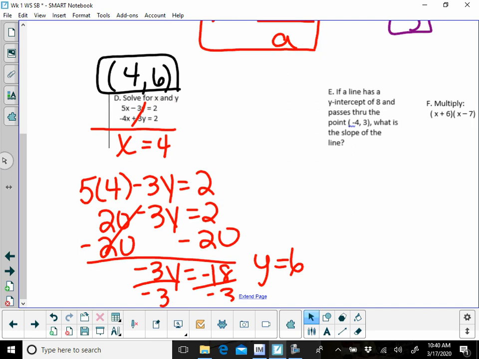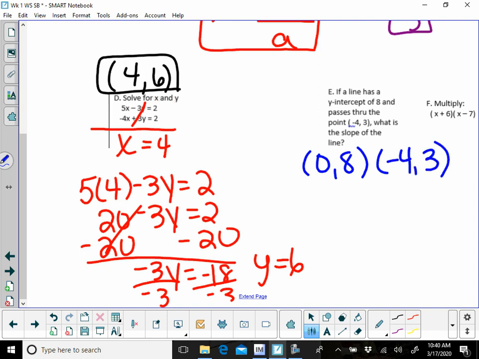All right, for letter E, it says a line has a y-intercept of 8. So that's going to be the ordered pair 0, 8. Remember, if it has a y-intercept, its x value is 0. If it has an x-intercept, its y value is 0. And then negative 4, 3 is your second ordered pair. And it wants to know the slope.